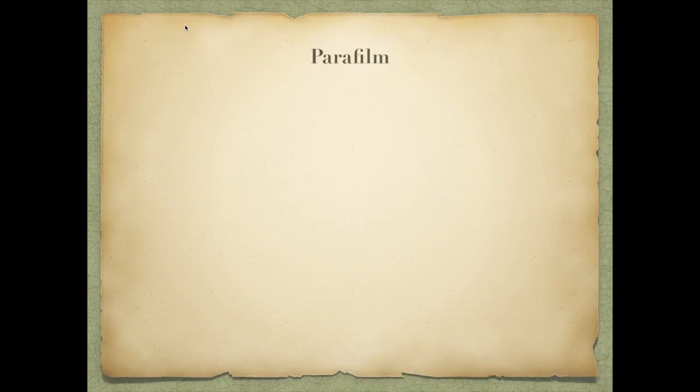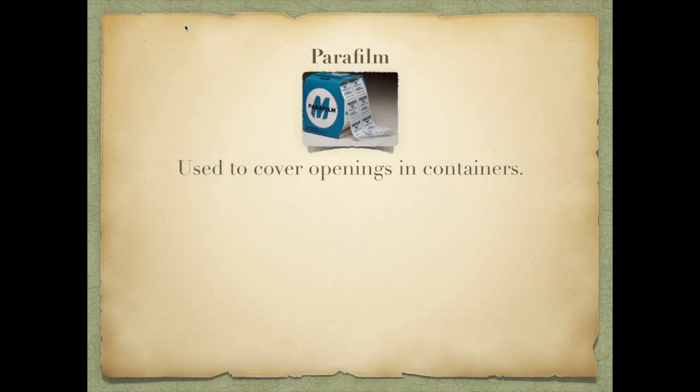And the last tool is parafilm. Now, parafilm is used to cover openings in containers. So for example, you can use it on a volumetric flask or an Erlenmeyer flask, and that's to prevent any contaminants from entering a solution that you've prepared.